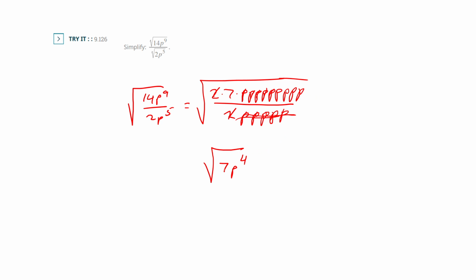Okay, well now we're not done with this. If I have 4 p's left on the inside, I can partner them up, and I can bring out 2. Oops, no, nothing left on the inside. It would just be p squared square root of 7.